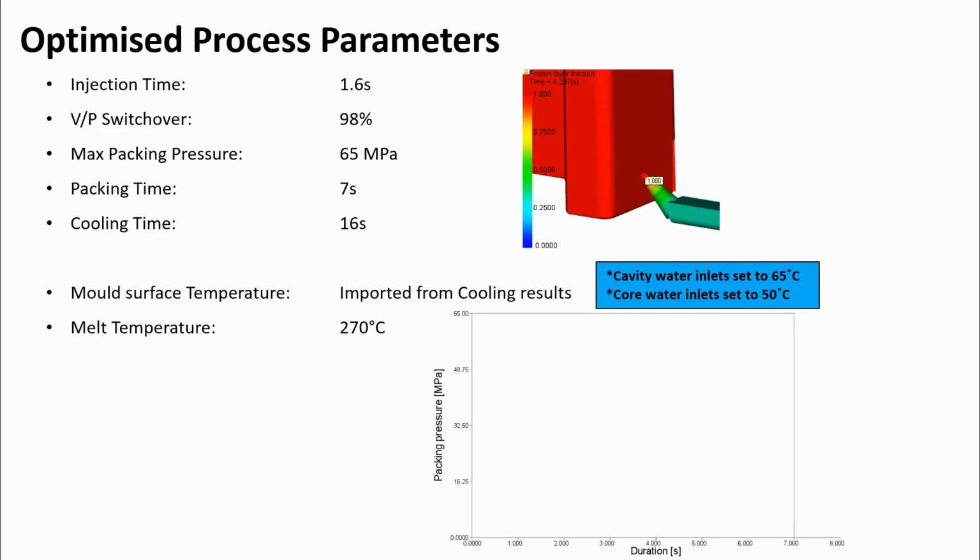After going through this optimization process, we got to these parameters: an injection time of 1.6 seconds, VP switchover at 98%, packing pressure 65 MPa for 7 seconds, cooling time 16 seconds, and melt temperature 270 degrees. As you've seen from the previous slides, the core temperature was set to 50 and the cavity set to 65. Those were the optimized process parameters, and at this point I felt like I'd exhausted, through standard procedure, the process and the optimization of this part in terms of warpage.